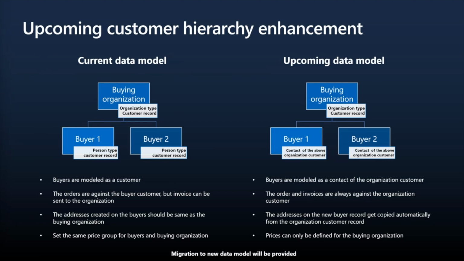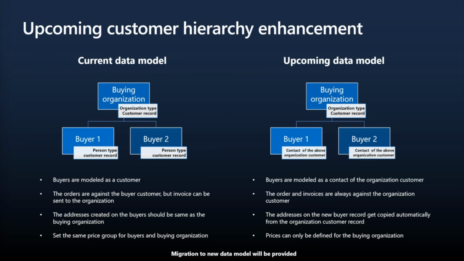Moving to some upcoming changes, which are an important one to clarify. Based on the feedback from our supply chain customers, they want to use the customer and contact model for defining the buying organization and the buying employee relationship. So the current data model, on the left, is that buying organizations are created as a customer record of type organization. The buyers are created as a customer record of type person, and they are linked with the help of customer hierarchy. But in future, we are working on this and planning to release sometime by 2024 wave 1.